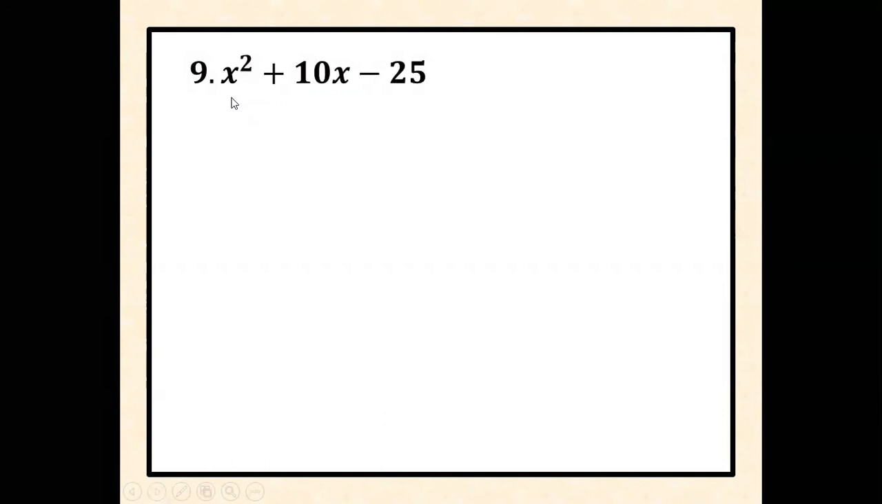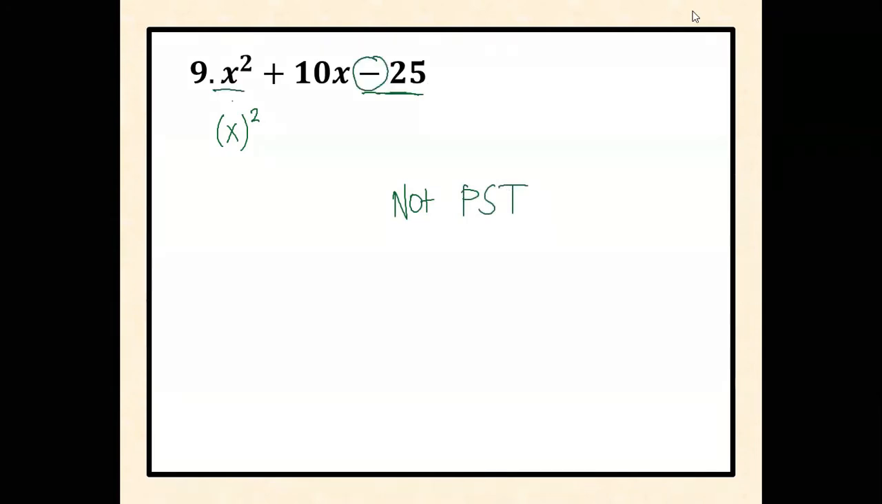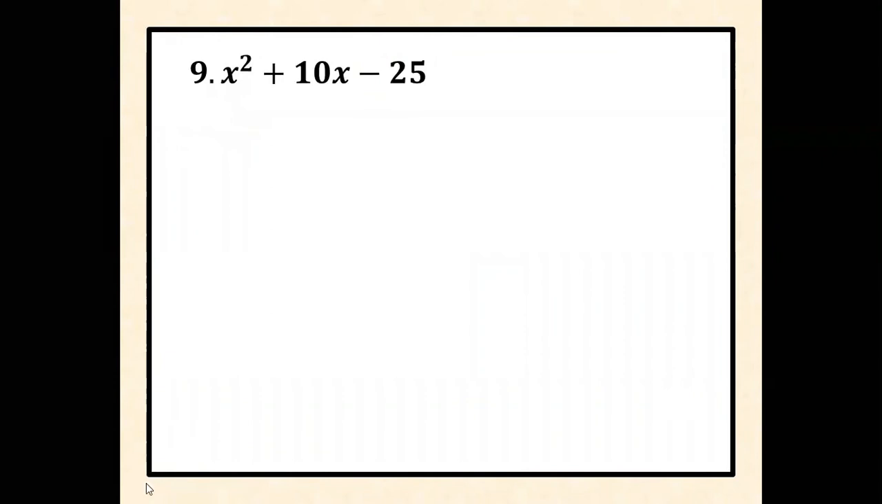So we have x squared plus 10x minus 25. So here, x squared is a perfect square. And negative 25 is actually not a perfect square because we cannot get the square root of negative numbers. So therefore, this is not a perfect square trinomial. And remember, condition number 1. Okay, so let's have the next example.